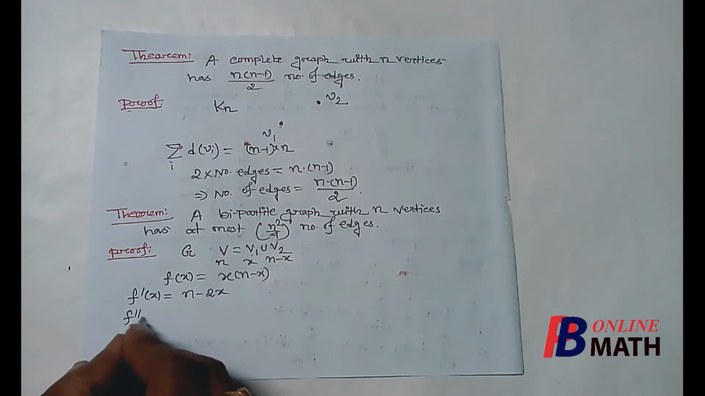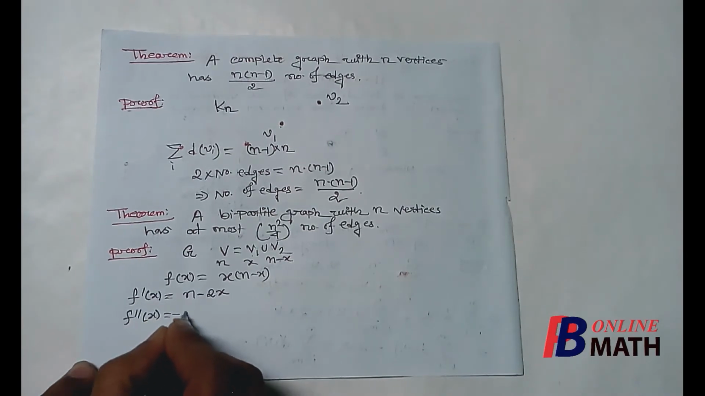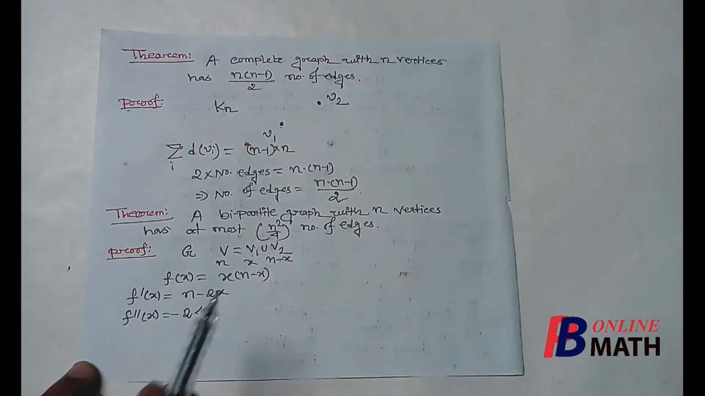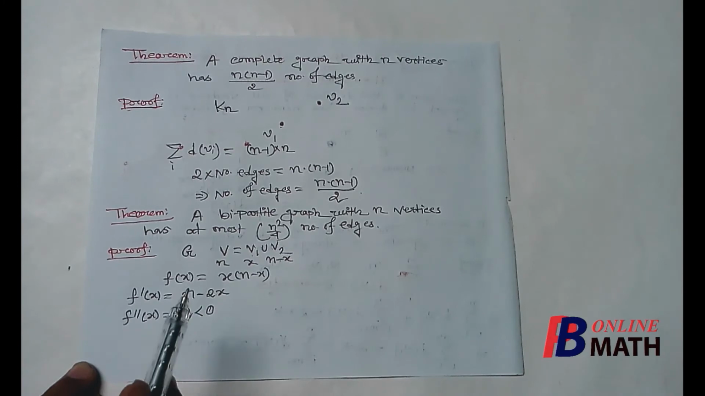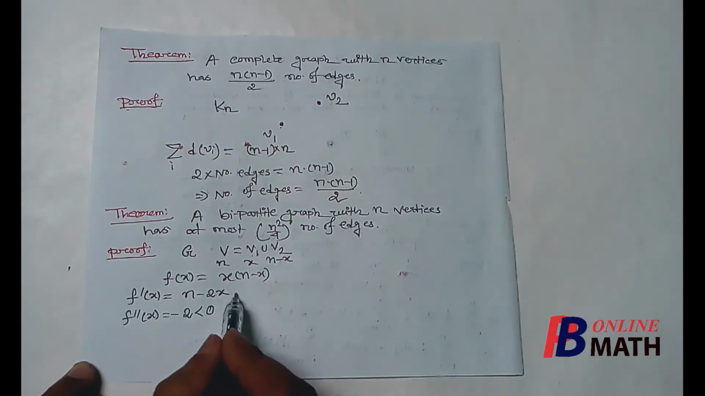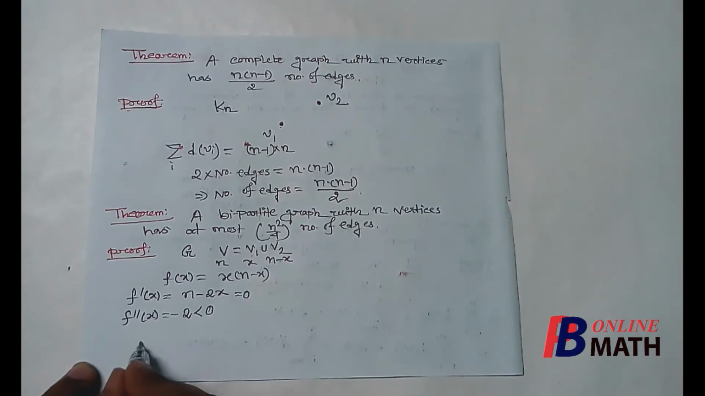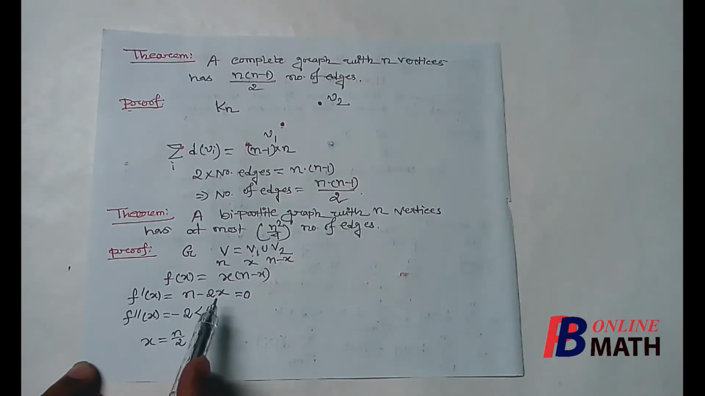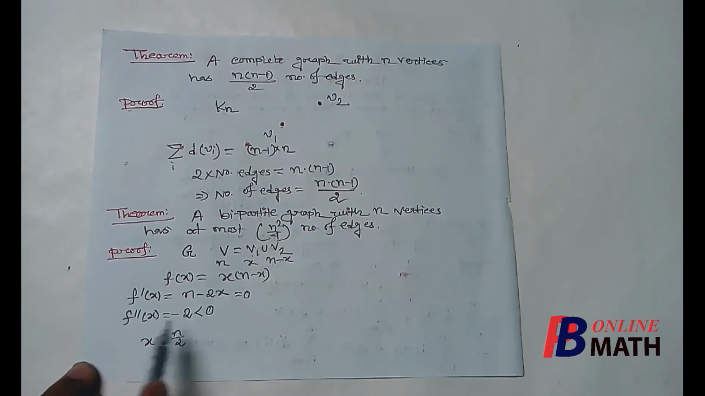If we differentiate again, we shall get minus 2, which is always negative. Now to find the maximum value, we first need to find the point where the function f(x) is maximum. For that we take f dash x equal to 0. From here we find that x equals n by 2. So at the point x equals n by 2, it has a maximum because the double derivative is negative.